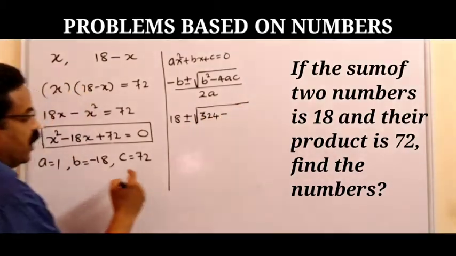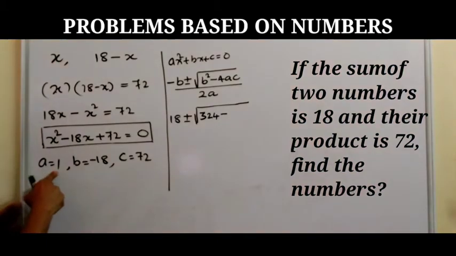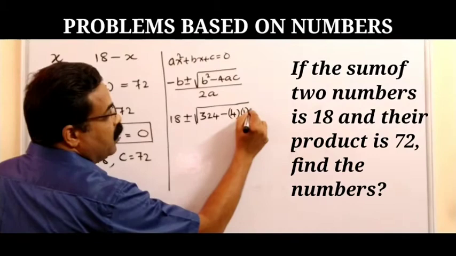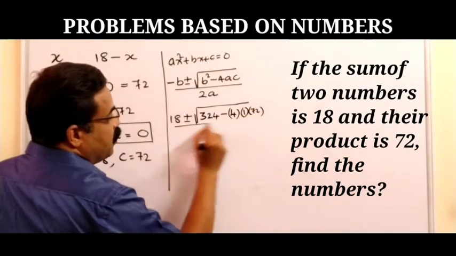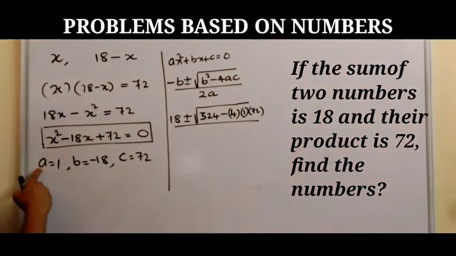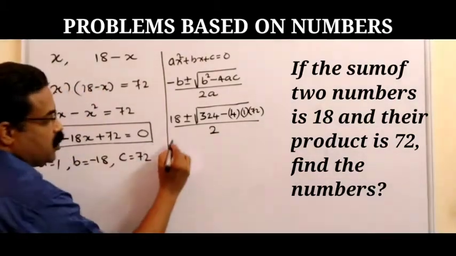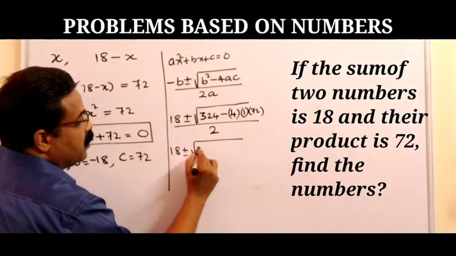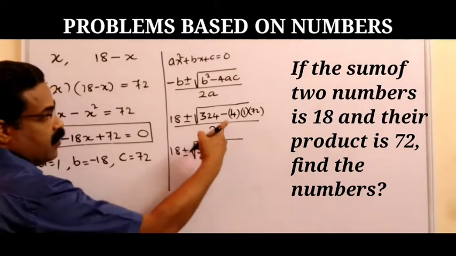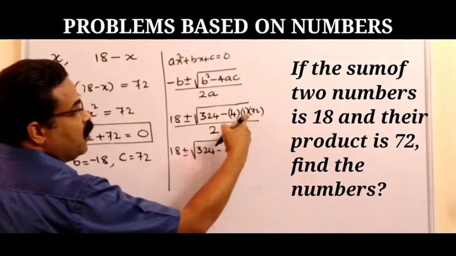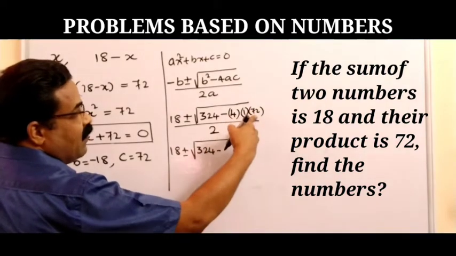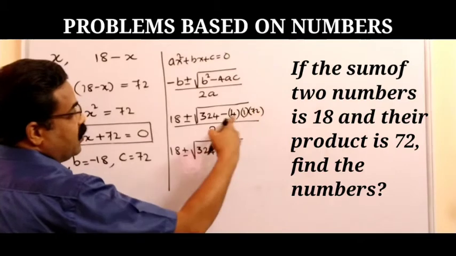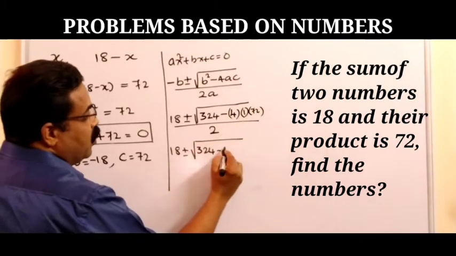Minus 4AC. 4 into 1 into 72, by 2A. 2 into 1, that is 2. So when you solve it, what does it become? 18 plus minus root of 324 minus 4 into 1 into 72. 4 70s are 280, 4 2s are 8, so 4 into 72 is 288.